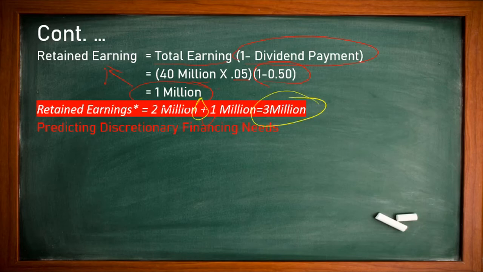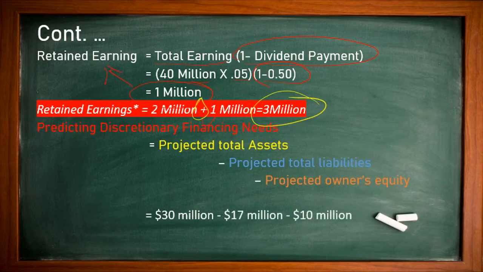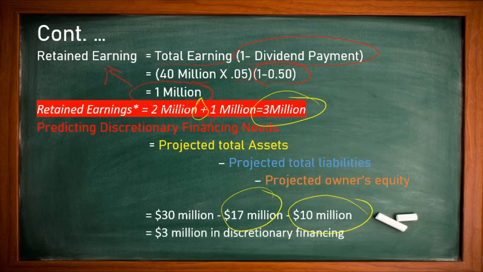Now we are going to calculate the discretionary financing needed. We have projected total assets minus projected total liabilities and projected owner's equity. 30 million is the projected total assets, 17 million is the projected liability, and 10 million is the projected equity. So the difference comes to 3 million. 3 million is the discretionary financing we need for maintaining 40 million of sales revenue.